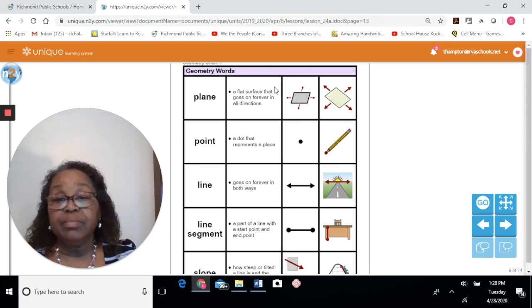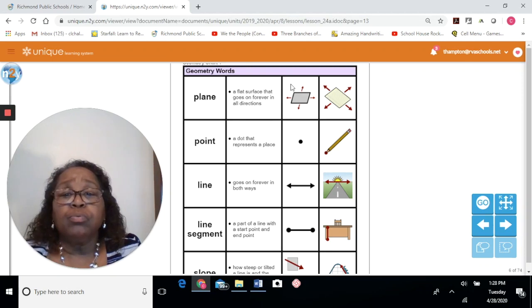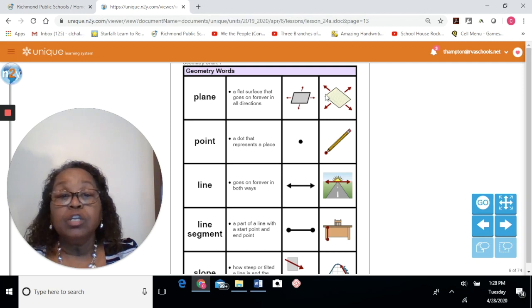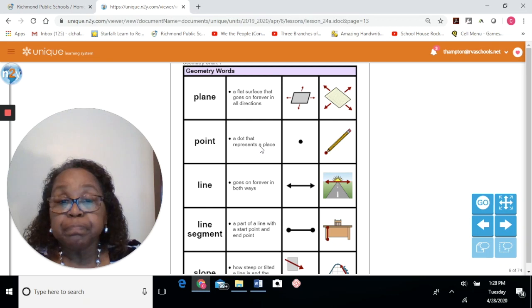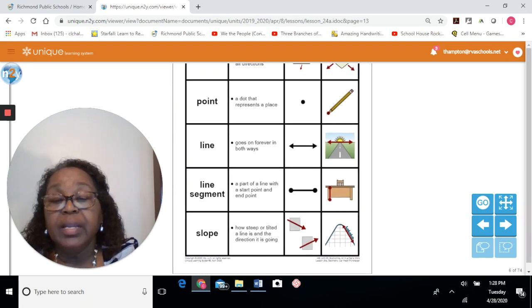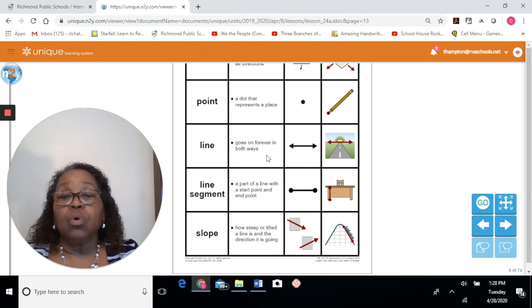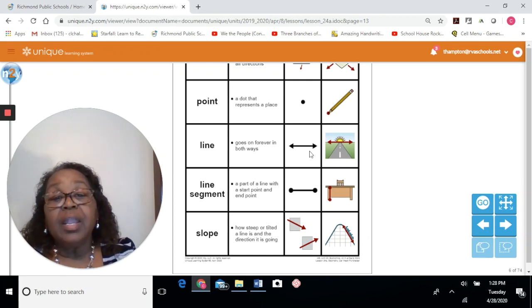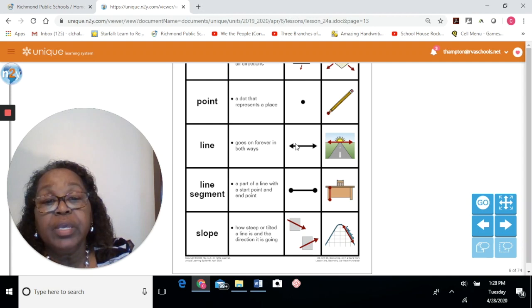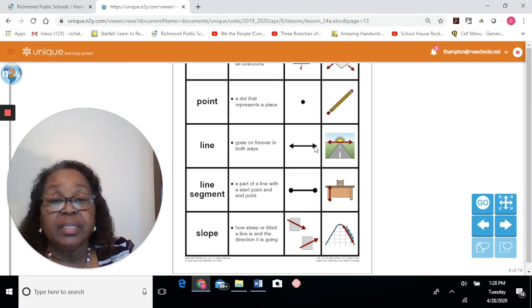Okay, a plane, hard concept to understand, but just remember the rules. It's flat and it goes on forever because there are no what? No points. There are intersections, but there are no points. It goes on forever. Okay. And what is a point? It's just a dot that represents a place. Make a dot with a pencil. All right, a line. A line goes on forever in both ways. And a line in geometry has to have an arrow here and an arrow here. An arrow on both ends means that it is a line, okay?